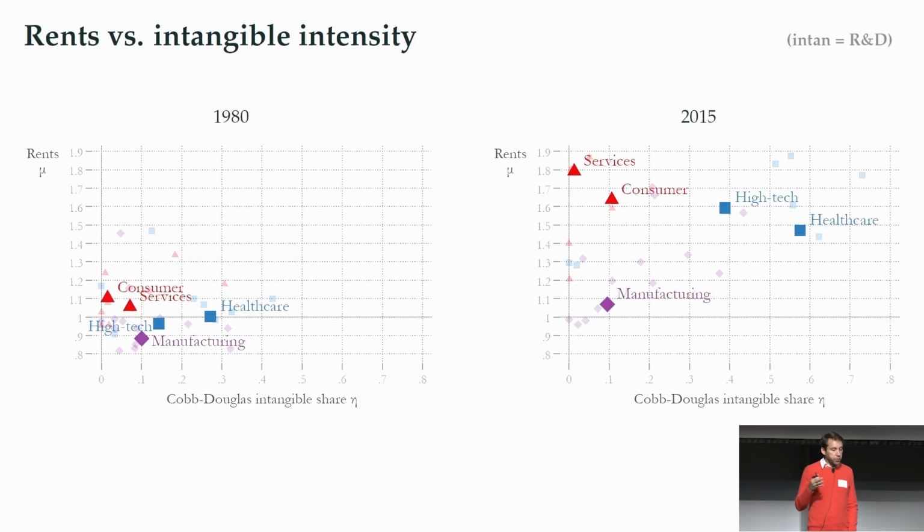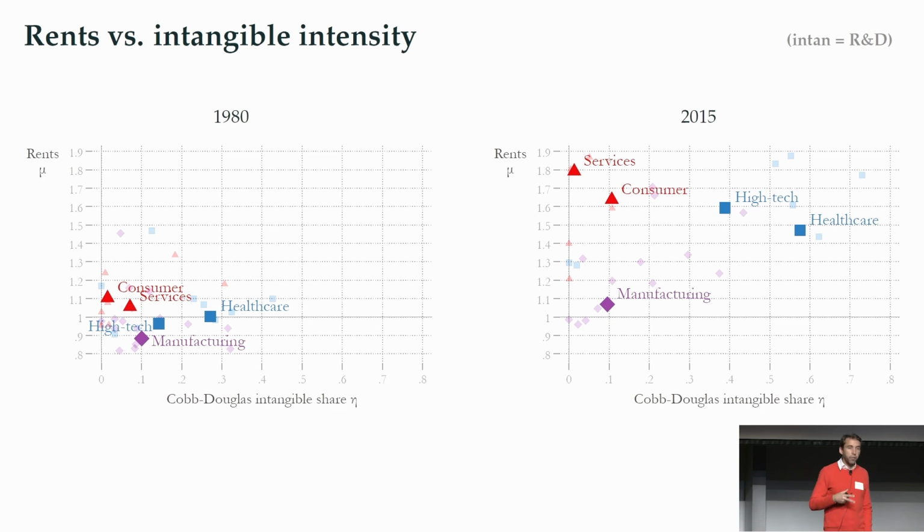Now, these clouds of points are showing you what we find at the beginning of the sample and the end of the sample. The left is, my left, your right, 1980, the beginning of our sample. The horizontal axis is the intangible intensity of the sector. The vertical axis is the rents or markups in that sector. The solid big dots are the entire sector, and then the shaded dots are the subsectors. And then the same thing is shown, but as of 2015.